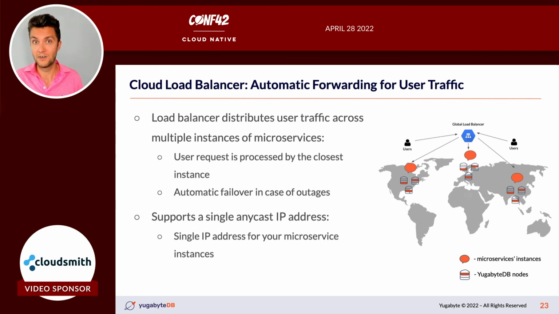Also, this load balancer is fault tolerant. Basically, it supports automatic failover in case of outages. If, let's say, your data center or instance of your microservice is down due to zone or region level outages, the global load balancer can redirect the user's traffic to the other nearby location, to the other nearby instance. It's all done for you.